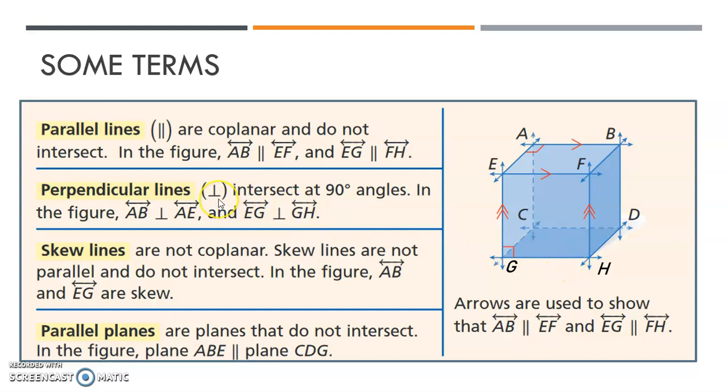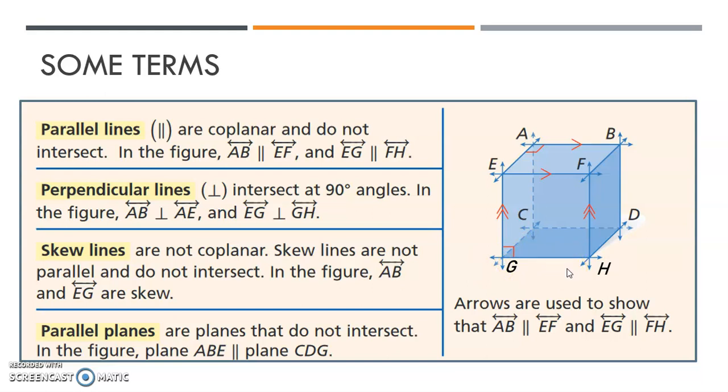Now, for perpendicular lines, we use this upside down T symbol. That means perpendicular. They intersect at 90 degrees. Now, again, you can't assume. So wherever they put the right angle symbol, you know that the lines are perpendicular. If they haven't put a right angle symbol, you cannot assume that. So we know that AB is perpendicular to AE because they put the perpendicular symbol here. And then EG is perpendicular to GH because they had the other symbol there.